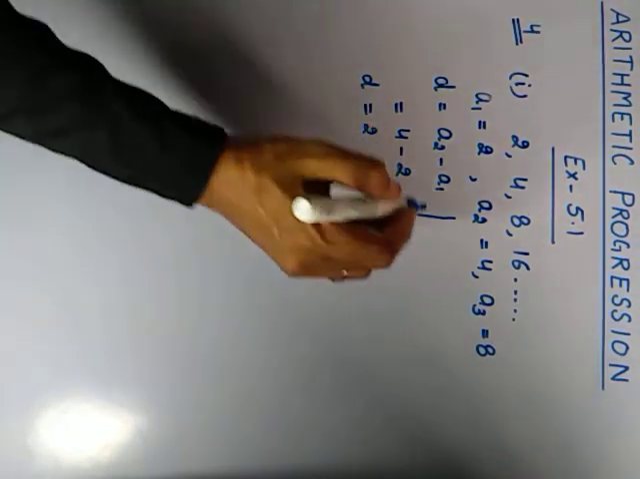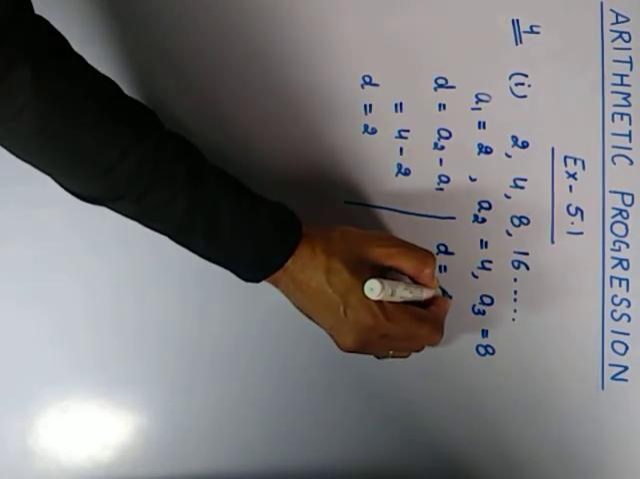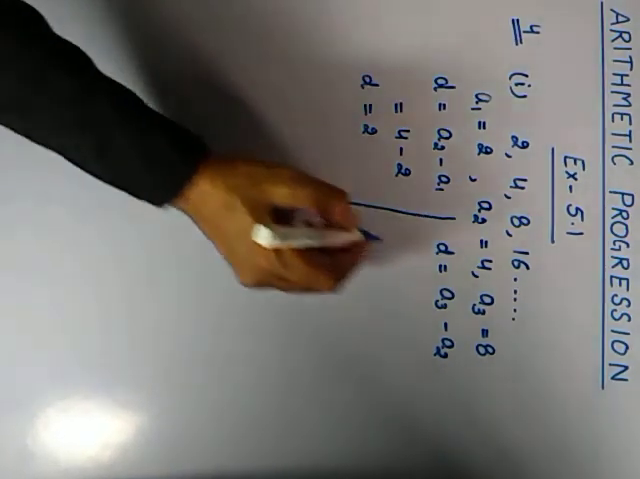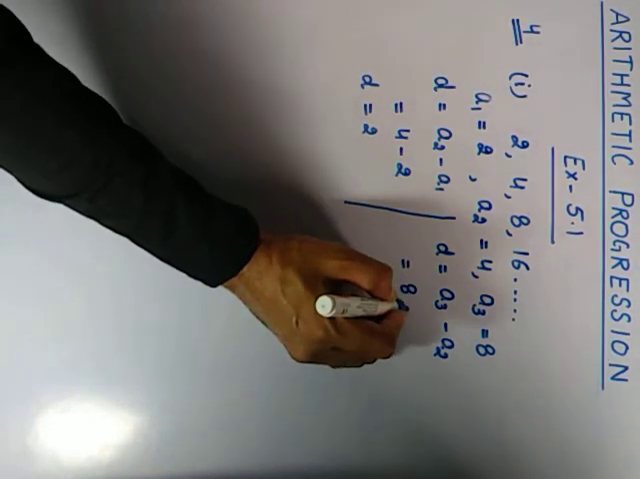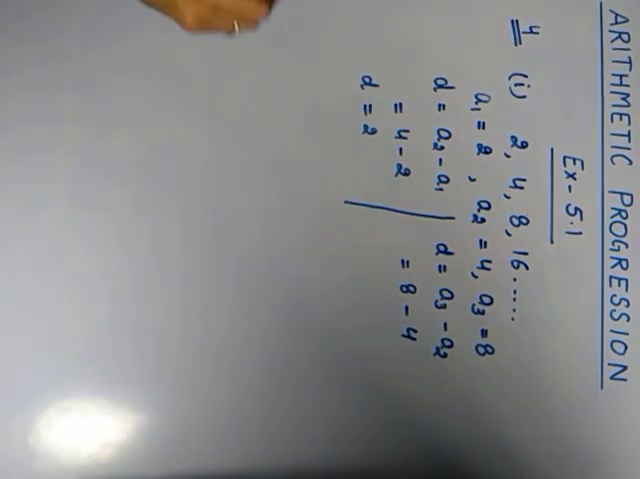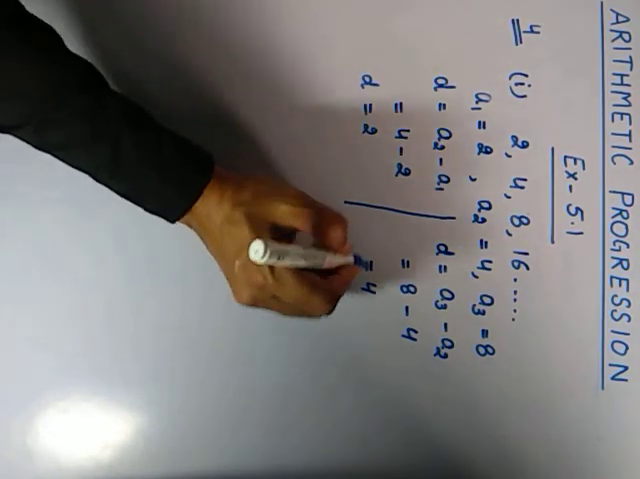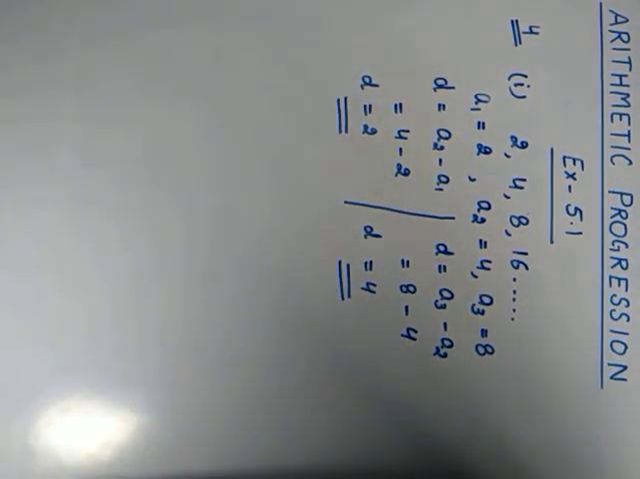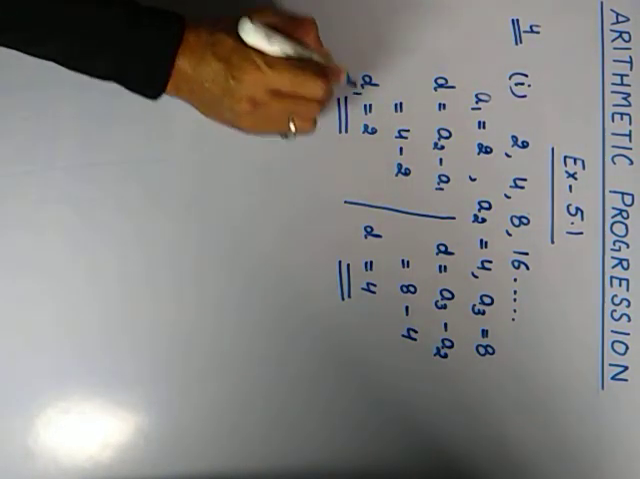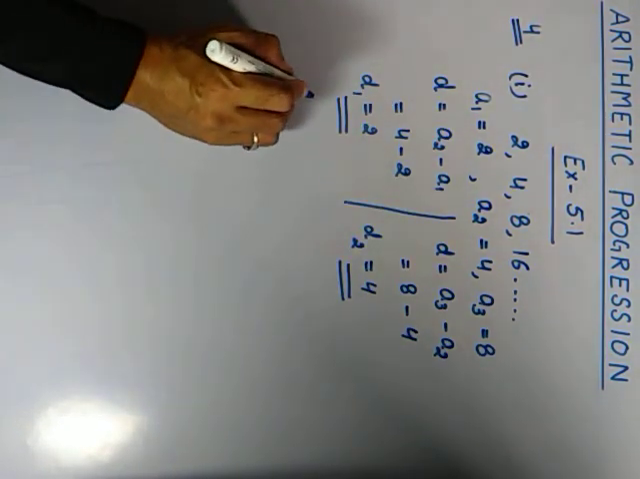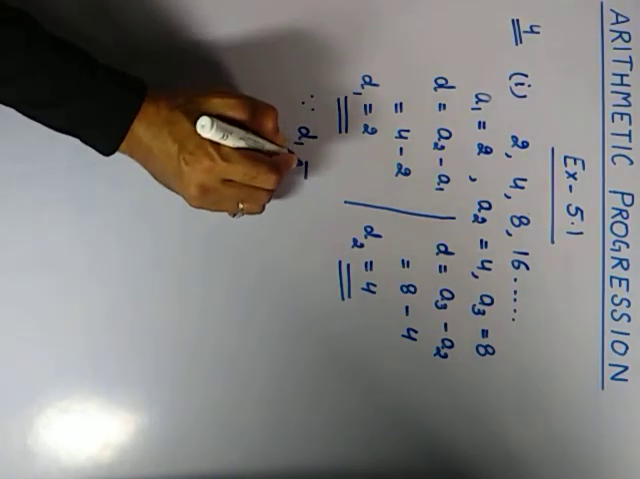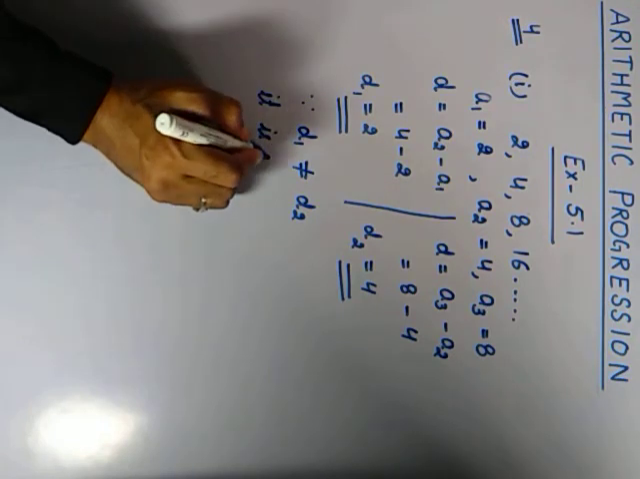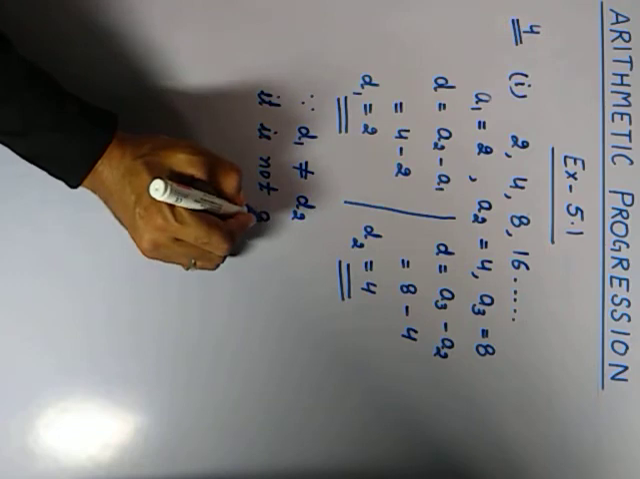Again we will check common difference D equals A3 minus A2. So third term is 8 minus second term is 4. So 8 minus 4 is 4. So you can see common difference is not same. So we can denote it by D1 and D2. Since D1 is not equal to D2, it is not an AP.